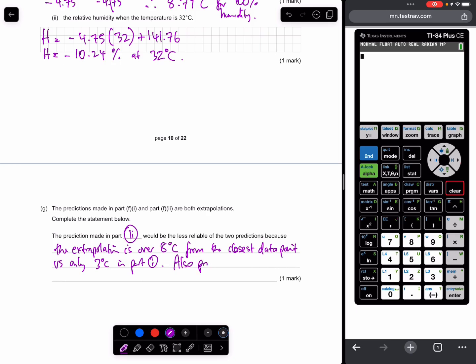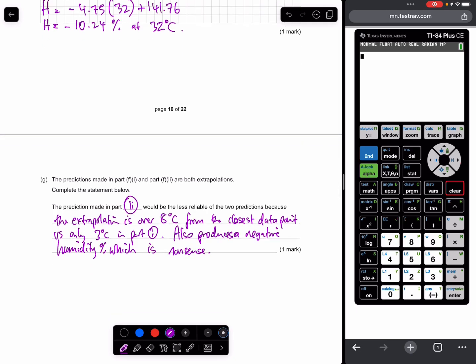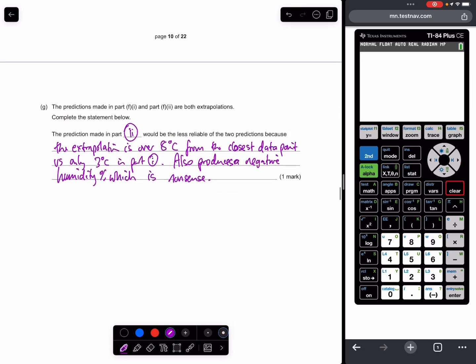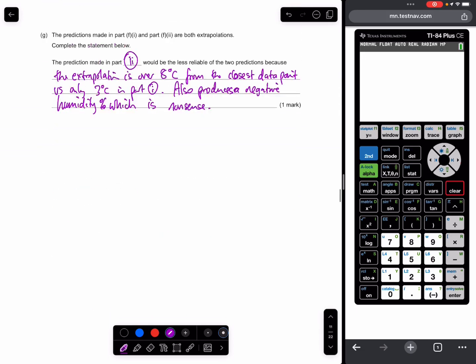Also produces a negative humidity, which is nonsense. Negative humidity percent, which is nonsense. It's unrealistic that way too. The prediction made in part 2 would be less reliable because it's more of an extrapolation. Also, it produces a nonsense answer of negative 10.24%.